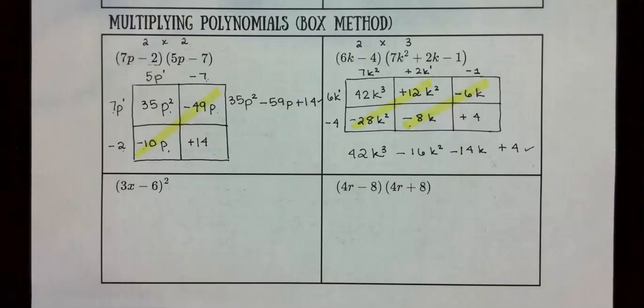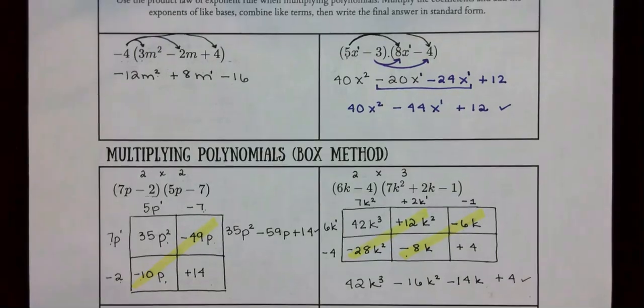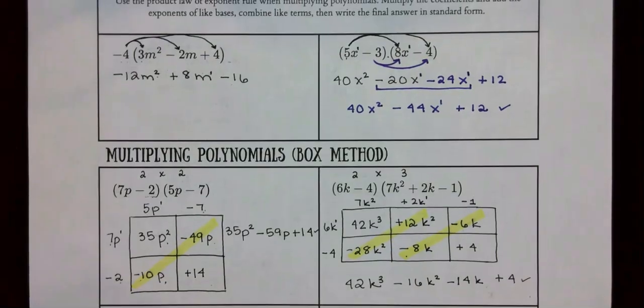All right, I hope that these examples have helped. I hope you understand that using the box method is no different than using the distributive property. It's just a different way of organizing and looking at your work.